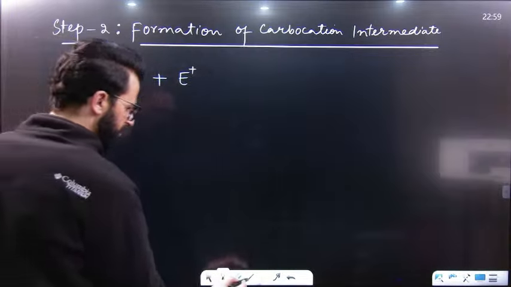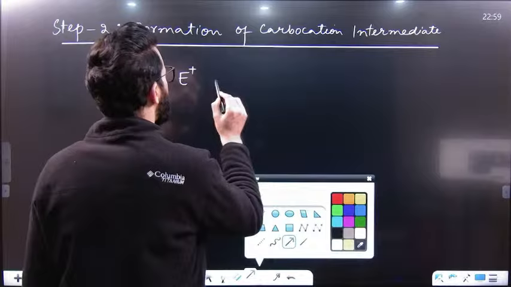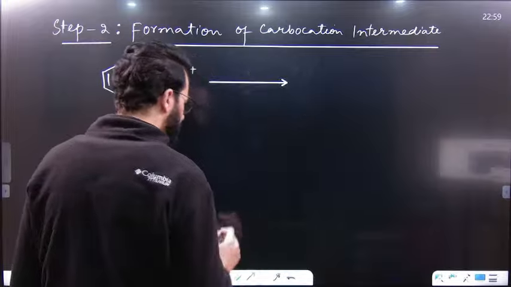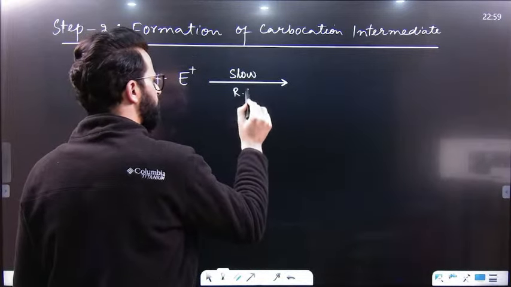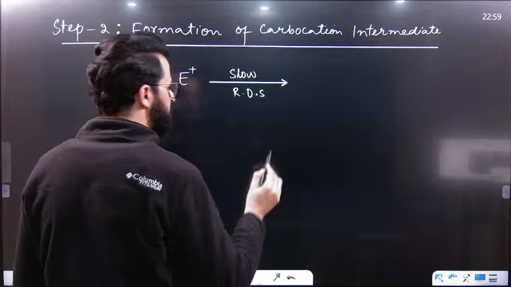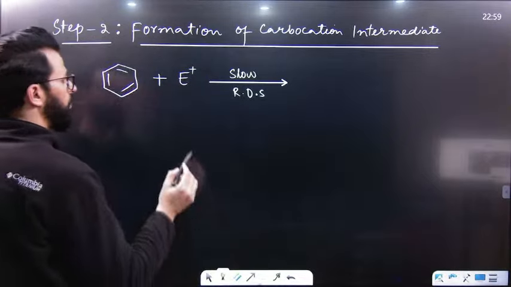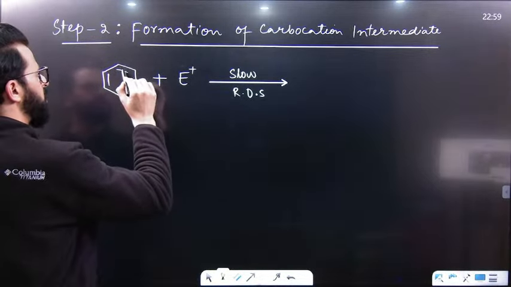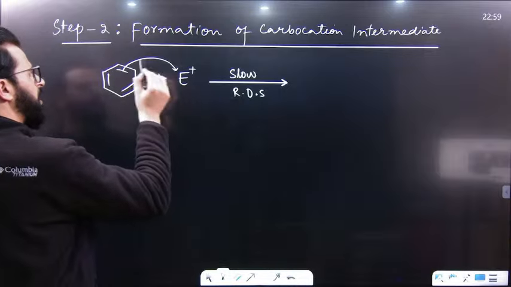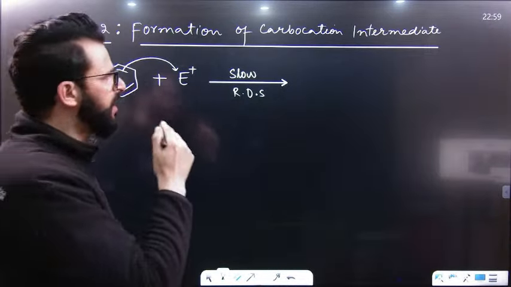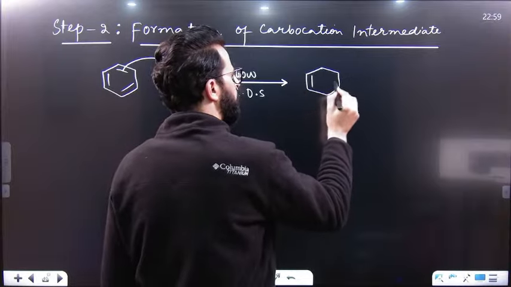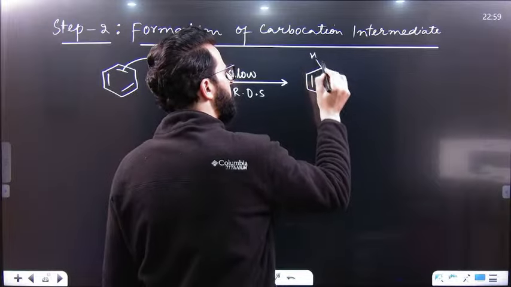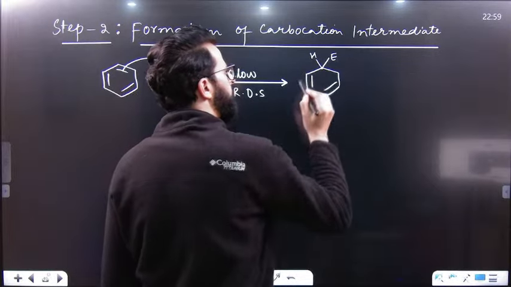Now, what will happen over here? This step is the slowest step of the reaction, hence the rate determining step. And it's a reversible step as well. The electrophile will attack this one and it will result in the formation of this. Here it's already H. Now the electrophile will be added to this.